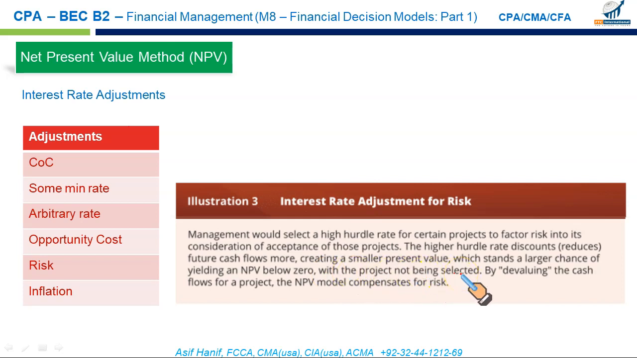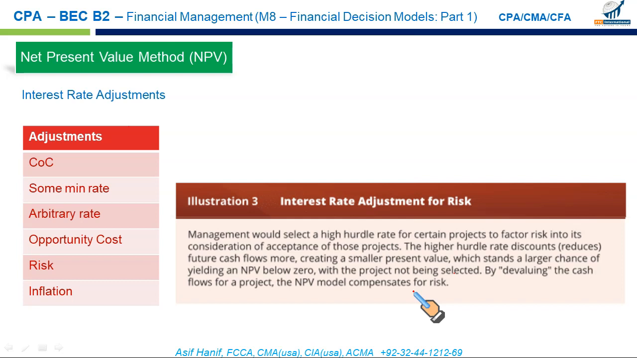So when you select a higher discount rate because the project is risky, then the project must return significant returns so as to make it viable, right? So what we are doing basically is devaluing the cash flows. We are charging more discount factor, so in order to make the project acceptable, it must generate higher returns, right? So as to bring the risk into the picture. The NPV model in this case would incorporate the risk into our computations.